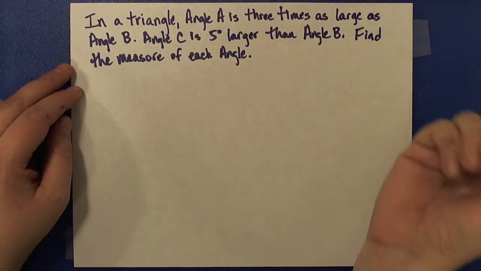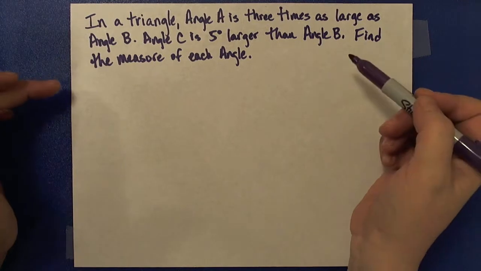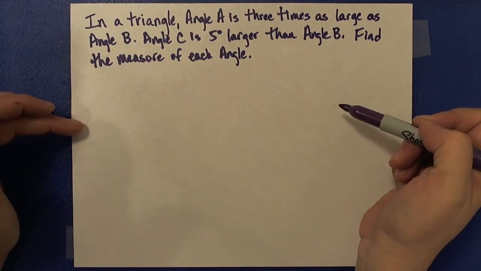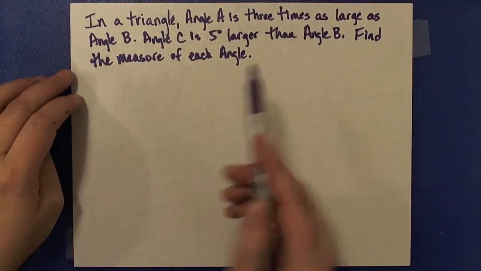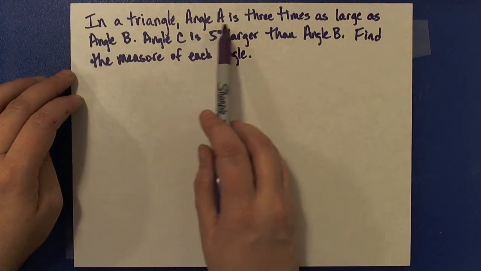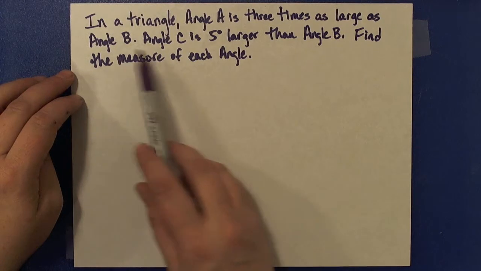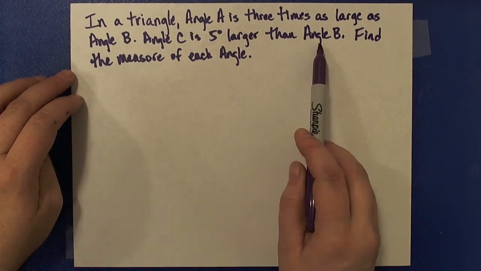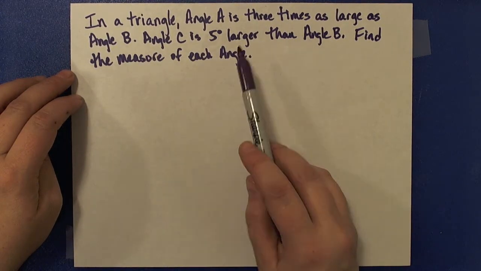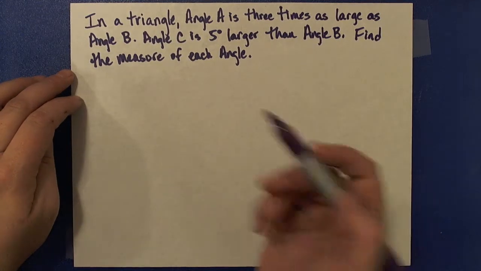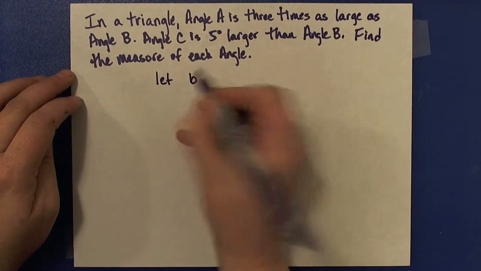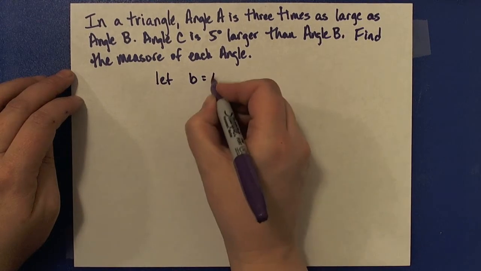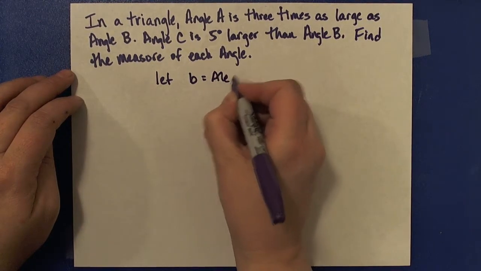So I want to define a variable because I'm going to go through all the steps of the problem-solving process for a story or application problem. I see that angle A is being compared to angle B, and angle C is also being compared to angle B. So I know the least about angle B, and that's what I'm going to choose as my variable. I'm going to go ahead and let the lowercase b represent the measure of angle B.